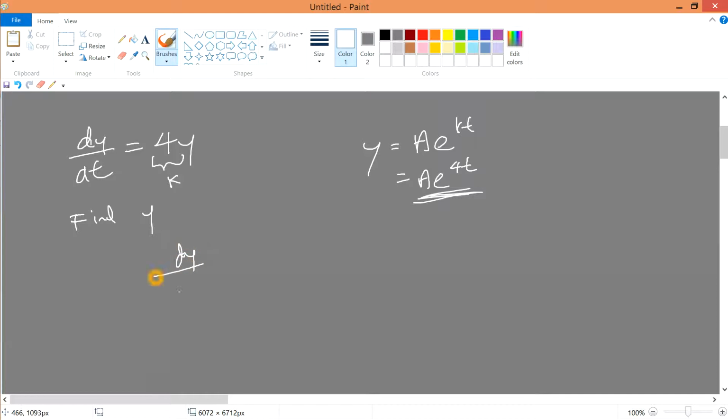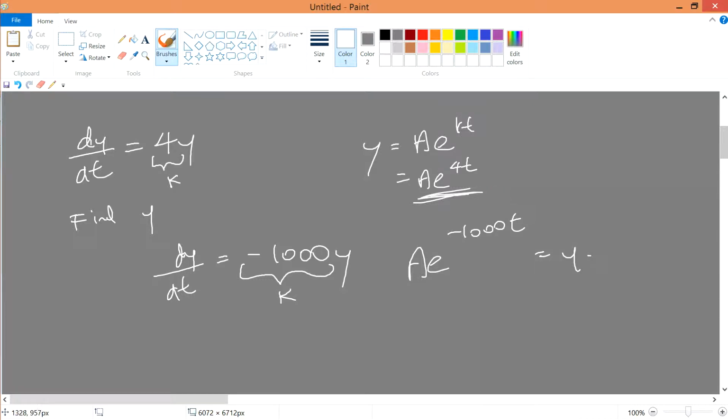Just to lock things in deeper, if I have dy/dt equals minus 1000y, what is the answer? Then you just simply take this as k. So we have a e to the minus 1000t, and that's it. This is the answer, equals y.